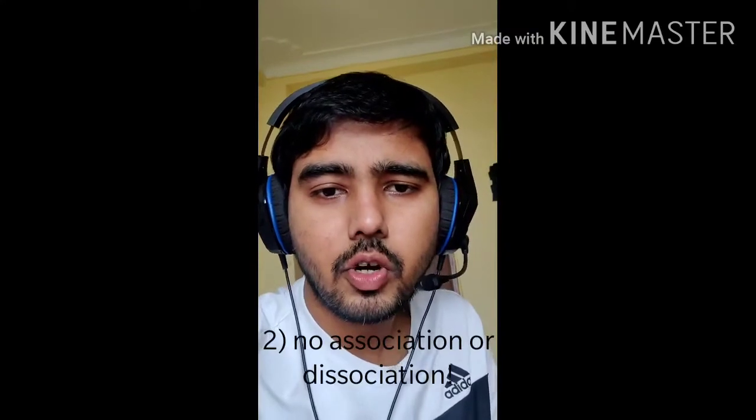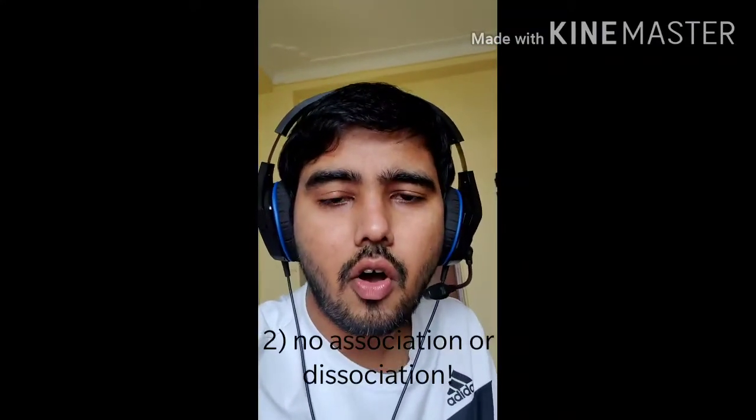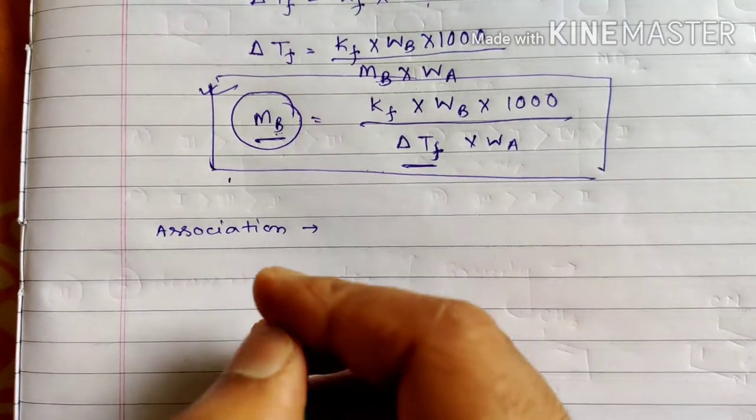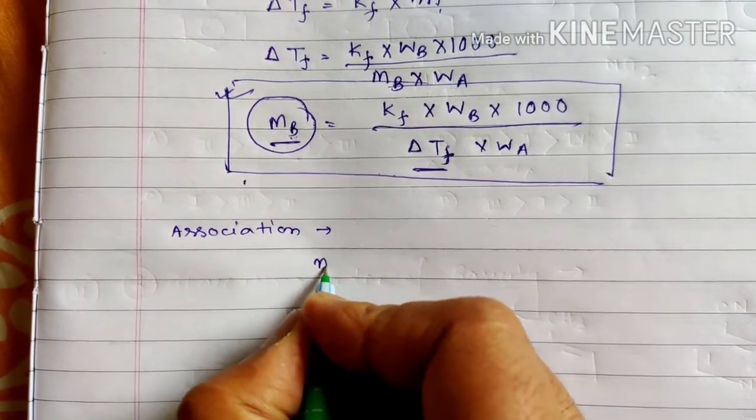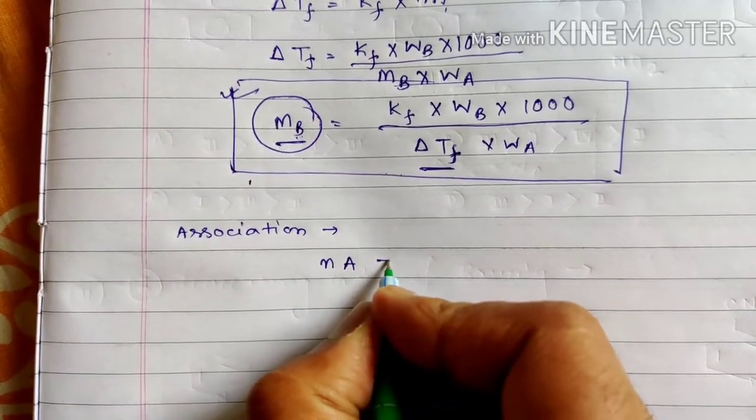And number 2, it's a very important one, there should not be any kind of association or dissociation within the solution. Because what happens if association or dissociation happens, the number of particles that we are expecting in the solution changes. Let us see how. See, in case of association, suppose there are n number of A molecules.